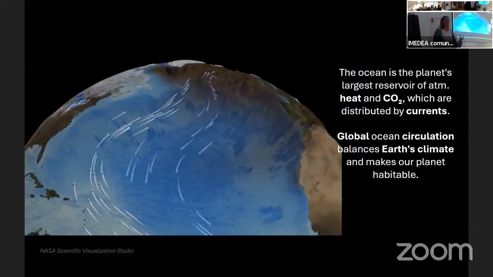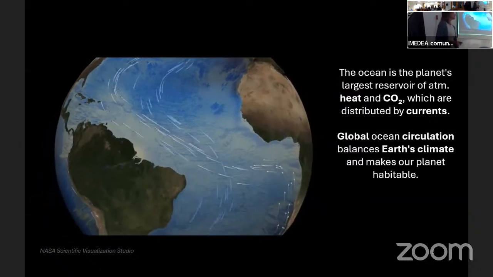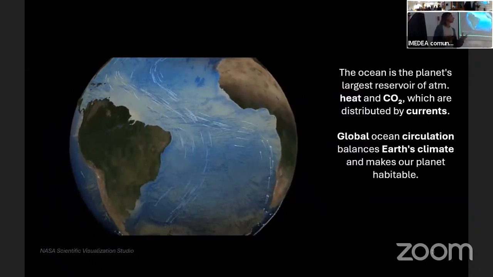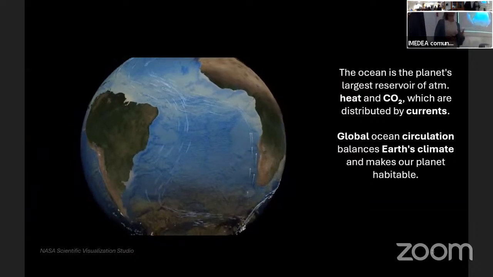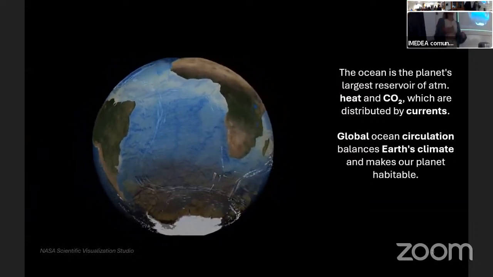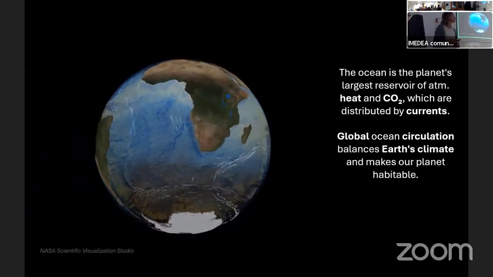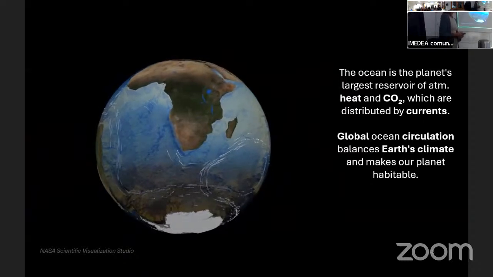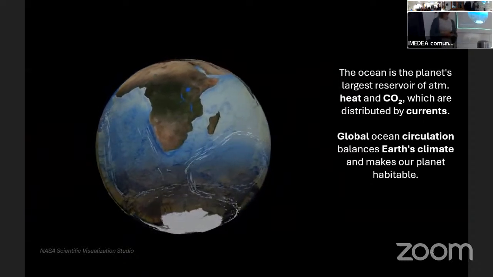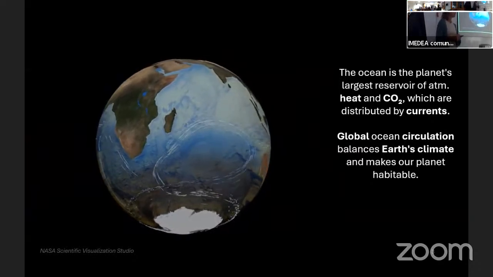So it's well known that about 70% of the Earth's surface is covered by water. So the ocean is the planet's largest reservoir of atmospheric heat and carbon. So all this heat absorbed by the ocean is redistributed around the planet thanks to these big currents. So the global ocean circulation balances Earth's climate and also makes our planet habitable.